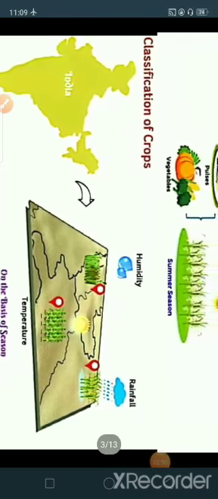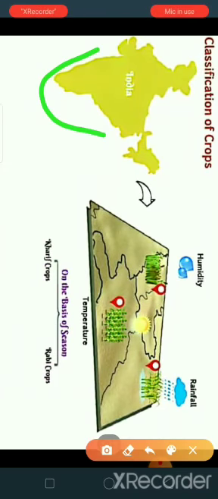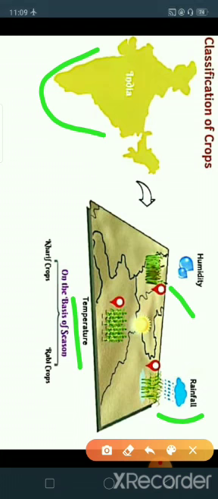Now, we all know that India is a very big country. So, from region to region, we find different climatic conditions like temperature, humidity, rainfall. Since different crops require different climatic conditions for their growth, we can find a variety of crops from region to region. So, basically on the basis of season, we can classify the crops into two cropping patterns, that is Kharif crop and Rabi crop.